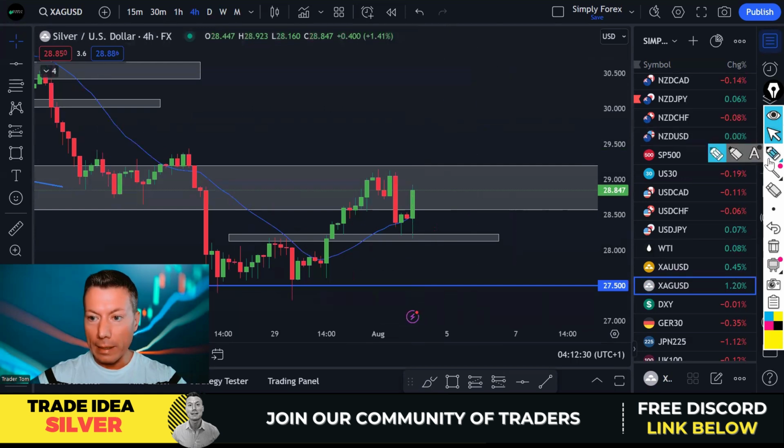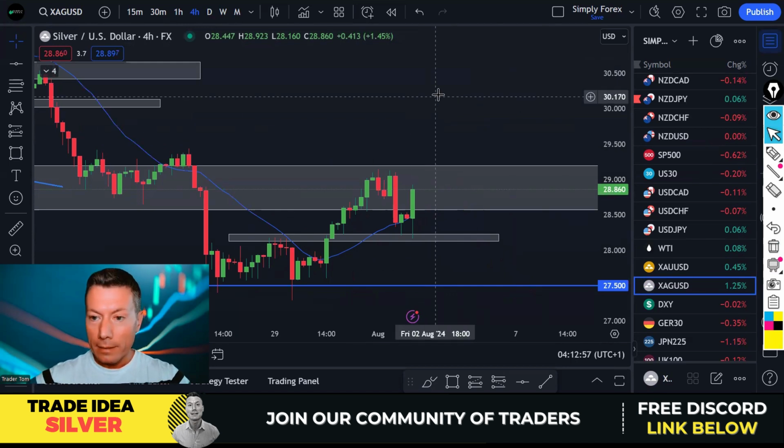I need to see a break of this level, right? You can see on the H4, price has used this as a nice support level. So all I would need to see, guys, is something like this. Price breaks this level, and then I will be interested in selling silver back down to these lows, right? So both euro US dollar and silver is US dollar strength, right?